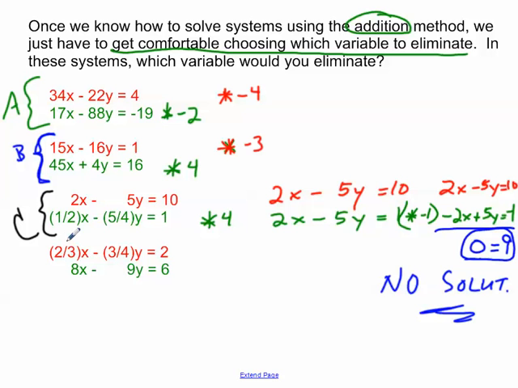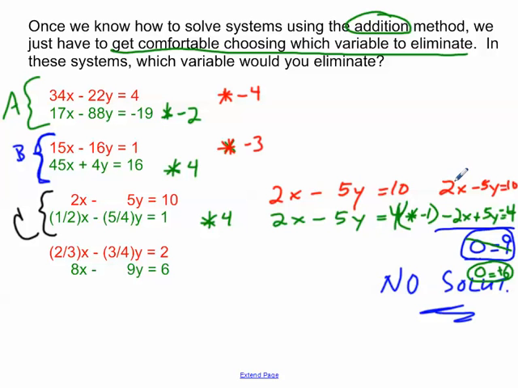Oops, hang on a second. There's a mistake. 1 times 4 should be 4. If we multiply by negative 1, it should be negative 4. Alright, there we go. Now we can add 10 and negative 4 to get 0 equals positive 6. Yikes. But still, we still have no solution.